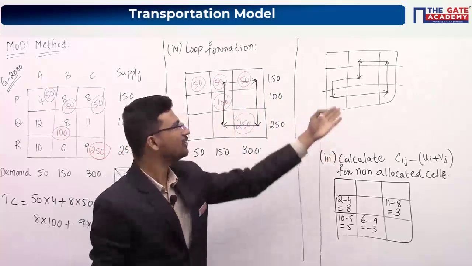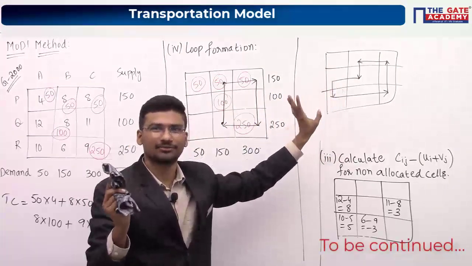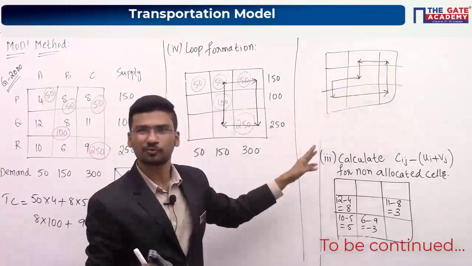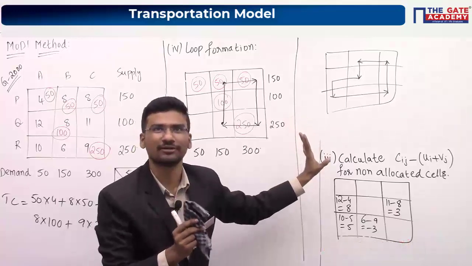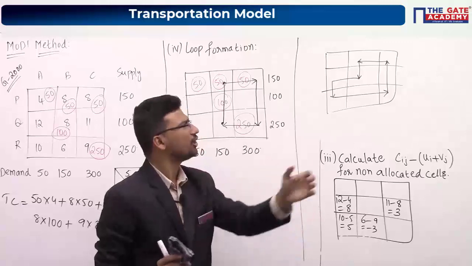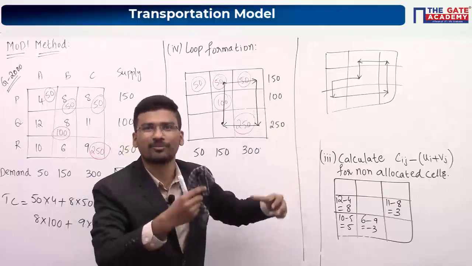That's all. You may get a loop of this shape also. It doesn't matter. Any polygon you can say. Okay. So maybe you can get a loop like this also. Maybe. I'm just taking a hypothetical situation. Okay. So it doesn't mean that only square loops or rectangle loops are possible. You can form a loop like this also. It depends on the allocated cells. Okay. How you are forming loops.